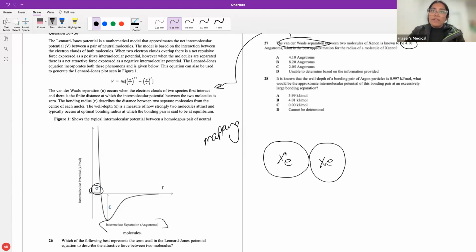So therefore, if this is the nucleus in the center, and this is the other nucleus, then this distance here is 4.10. But we don't need internuclear separation. We want the radius of the atom, which is just from the center to the edge of the atom. So roughly, this is going to be 4.10 divided by 2, because it's roughly a half, and therefore this is going to be 2.10. So the answer is C.